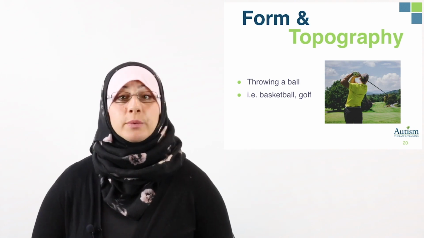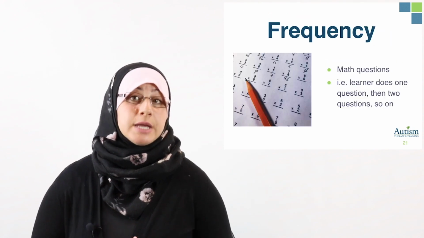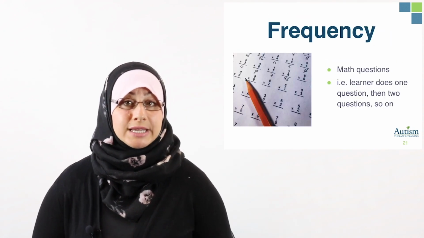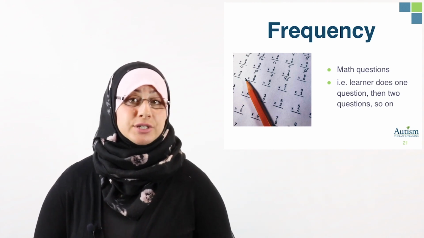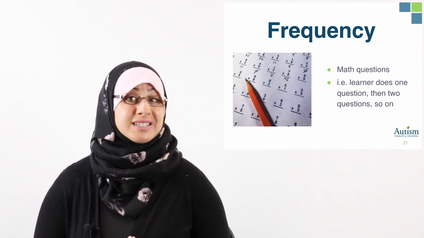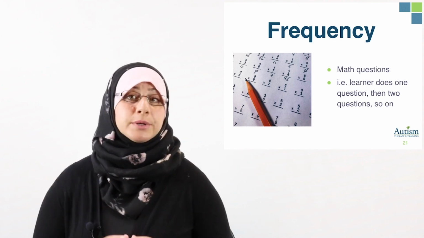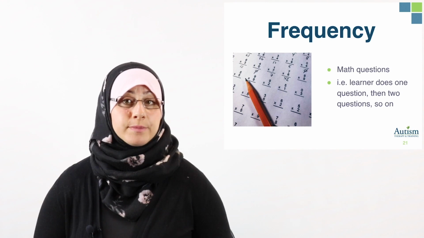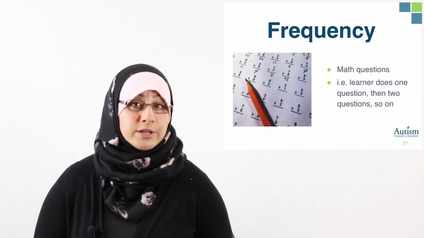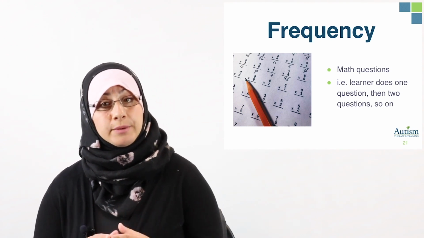You can shape the frequency of a behavior. For example, the number of math questions someone does. If you have a learner that doesn't work well at the table and engages in problem behaviors to escape their math work, you can build them up to the terminal goal of doing full math worksheets. The learner may do one question, then two, then three, and so on.